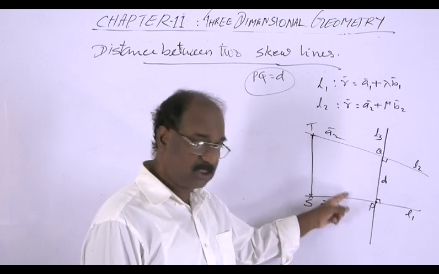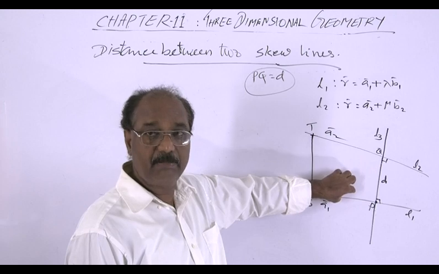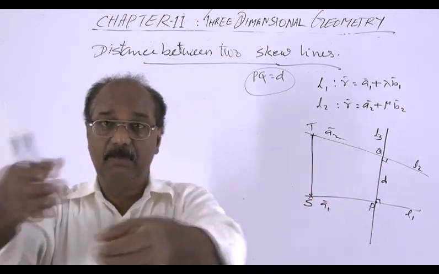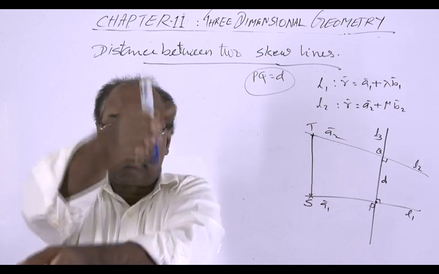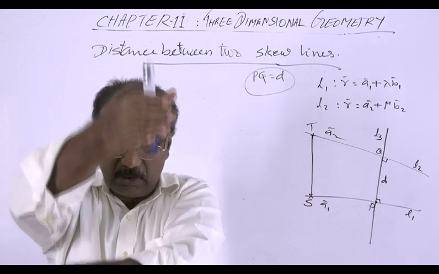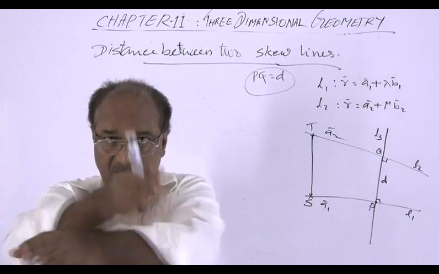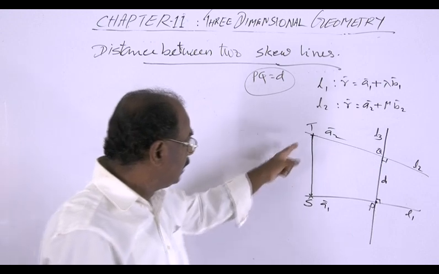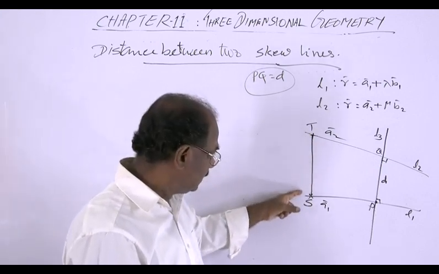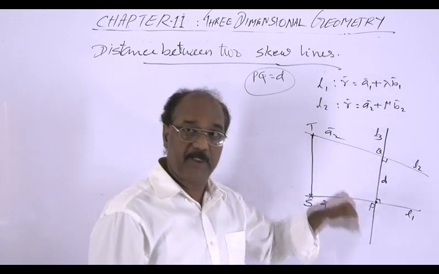So these two lines are skew lines, so in space, not in the same plane. So imagine the two lines. So the lines will be like this. The perpendicular distance is this much, this gap. So this will be the form of the two lines in this space. So these two points S and T, join this ST. The projection of this line on this L3 is this PQ.